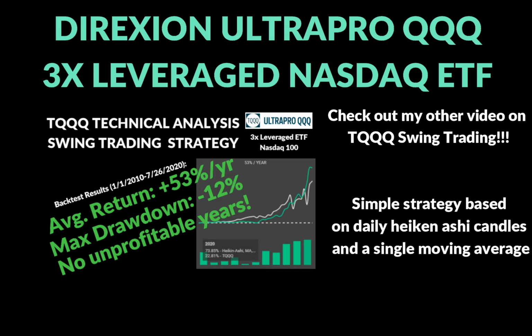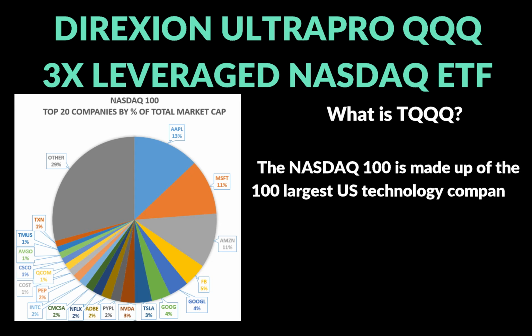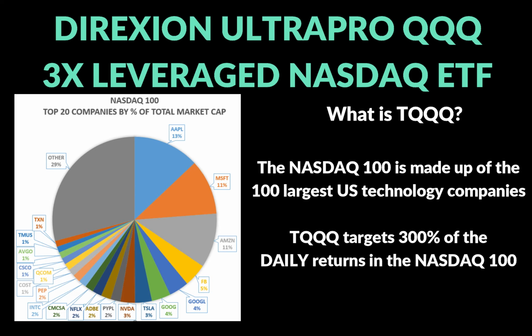But this video is going to be more just about what is TQQQ, what stocks make up TQQQ, and how does it relate to the NASDAQ 100 in terms of returns. Sometimes it performs a little bit differently in times of volatility versus low volatility. So you can see the allocation over here. It's dominated by a couple big stocks, Apple, Microsoft, and Amazon, making up about 1/3. You have another third in the other category, 29%. And then you can see Facebook, Google. So I've got the top 20 called out here on this graph.